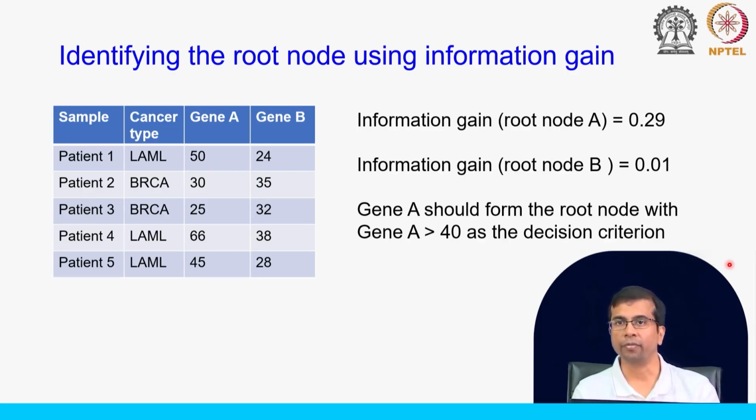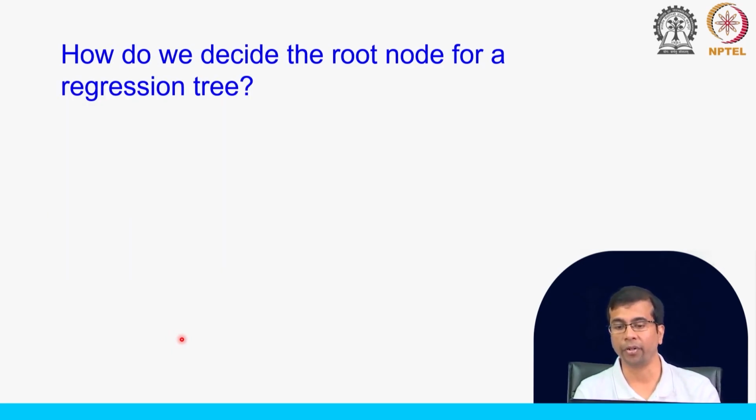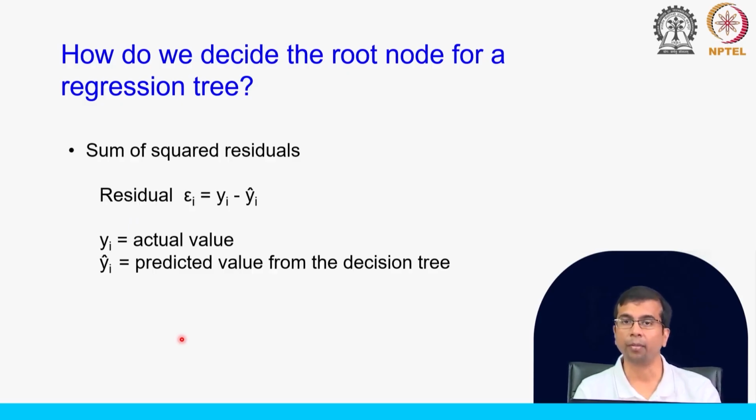Now, this is for a classification tree. We are dealing with these cancer types, and this is what we are interested in. How do you decide what should be the root node for a regression tree? The idea is actually very simple: we use something called the sum of squared residuals.